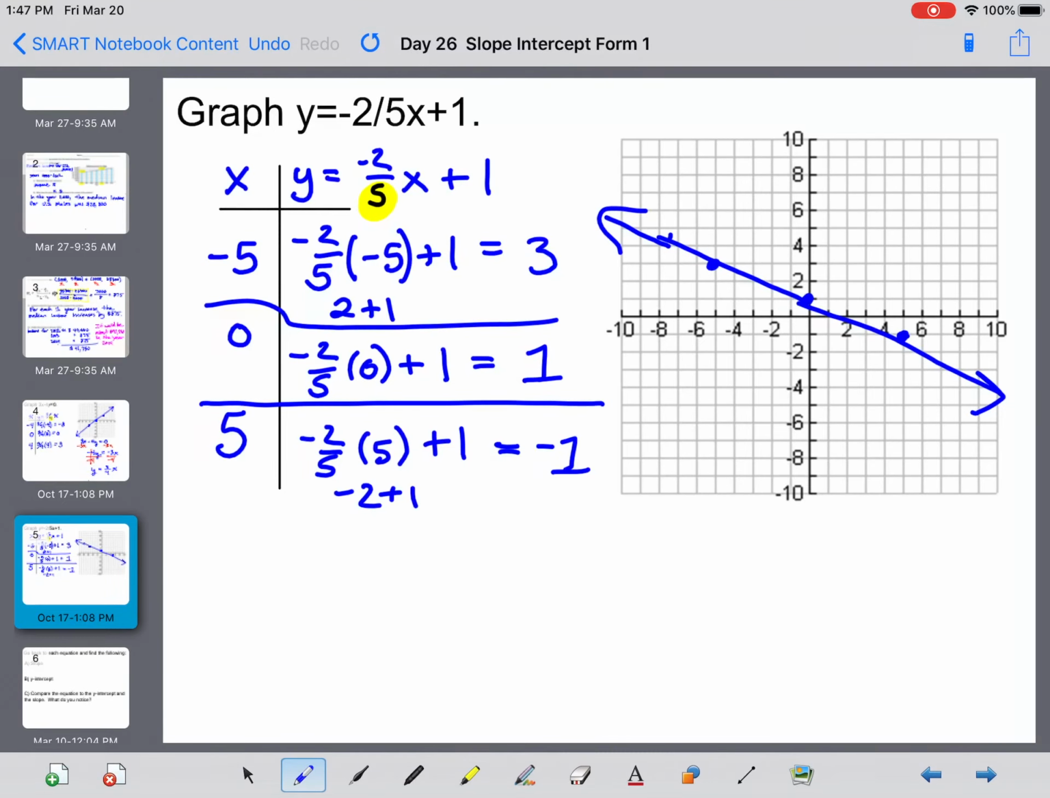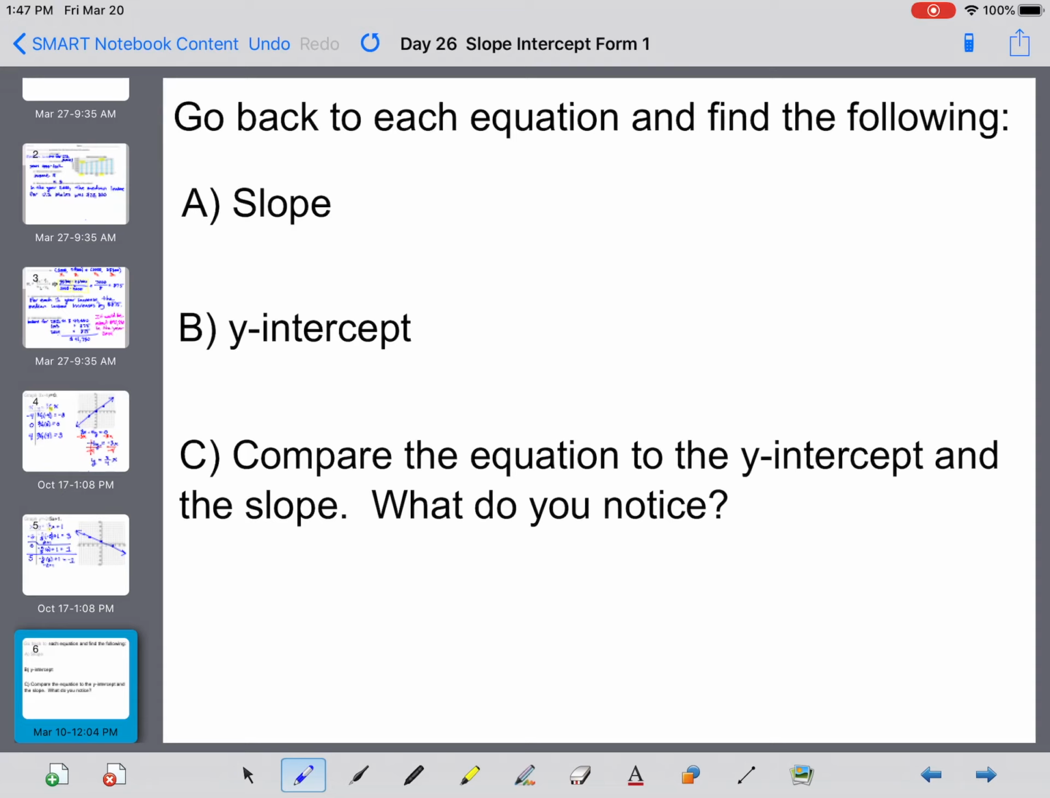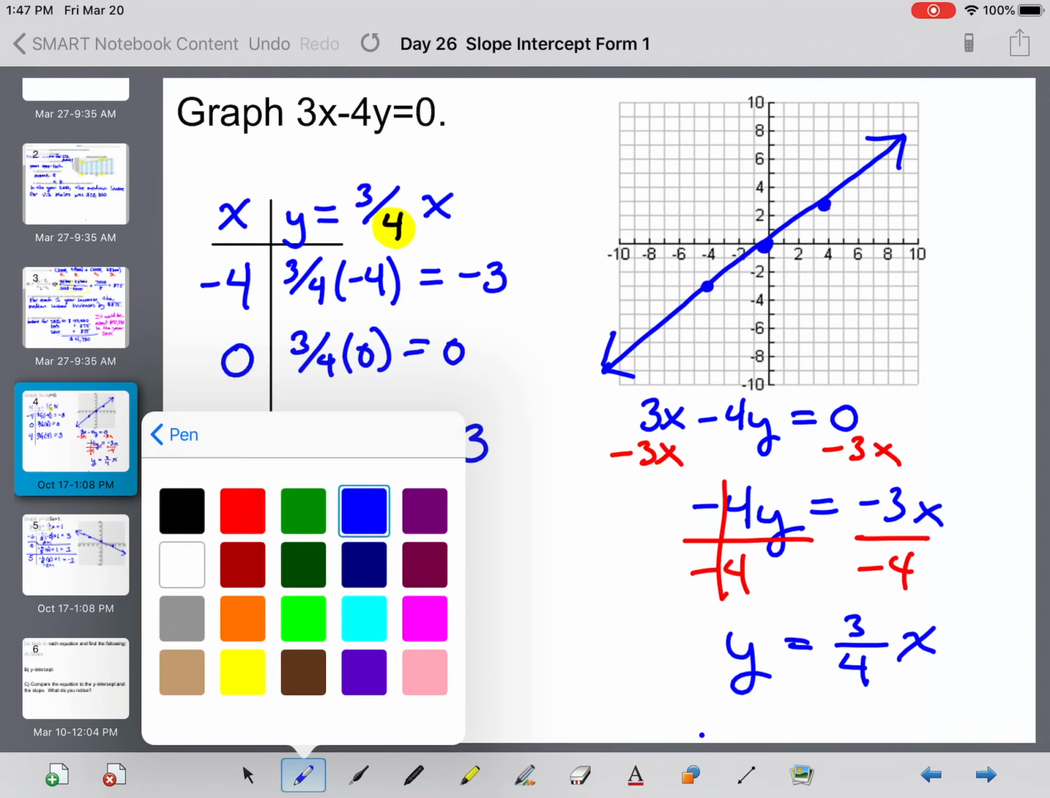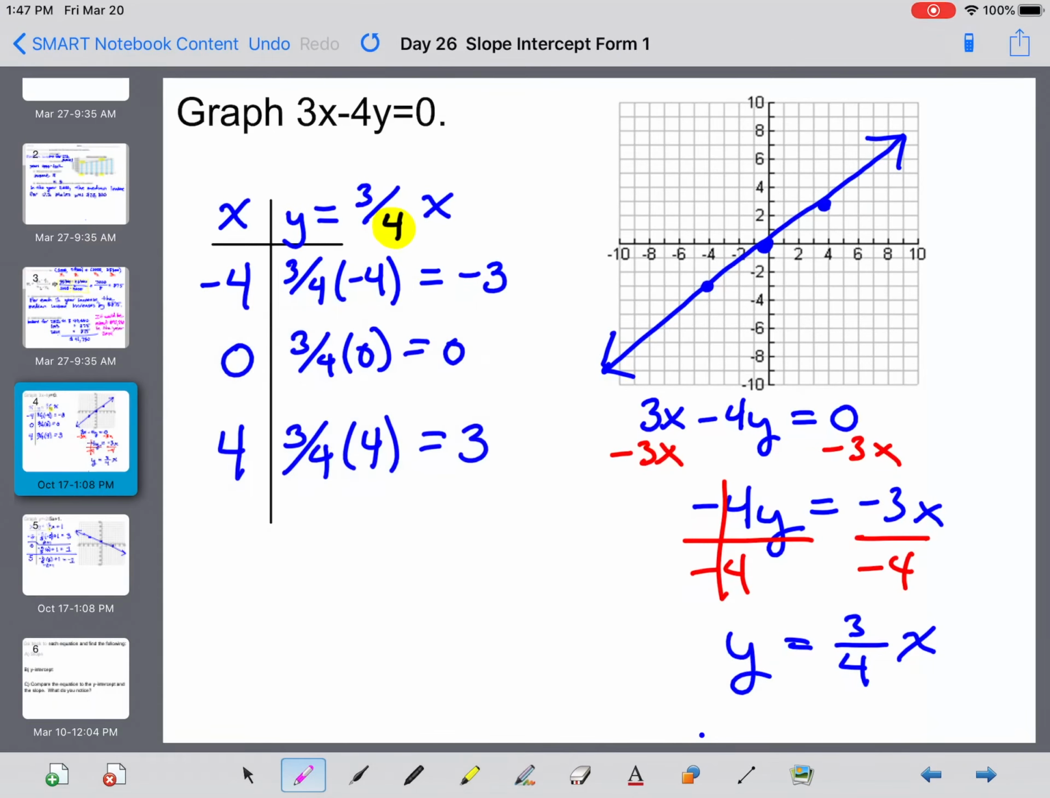Awesome. Okay, what I want you to do now is go back to these two problems, and identify what the slope is for each of them and what the y-intercept ended up being for each of them. And then I want you to see if you can find those values in the equation. So let's go back to the first one. I'm going to get a different color. And let's find the slope.